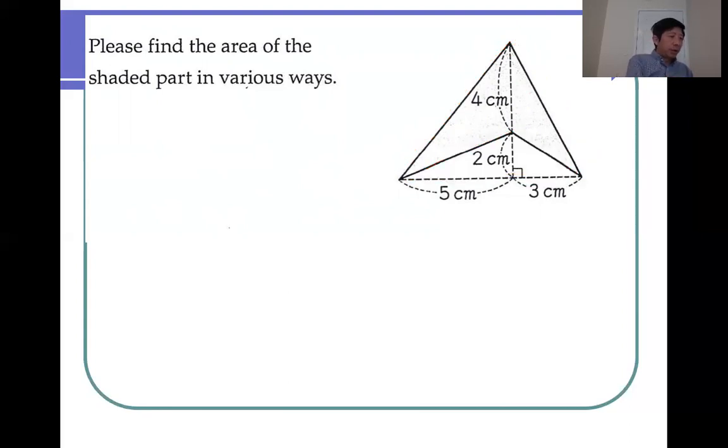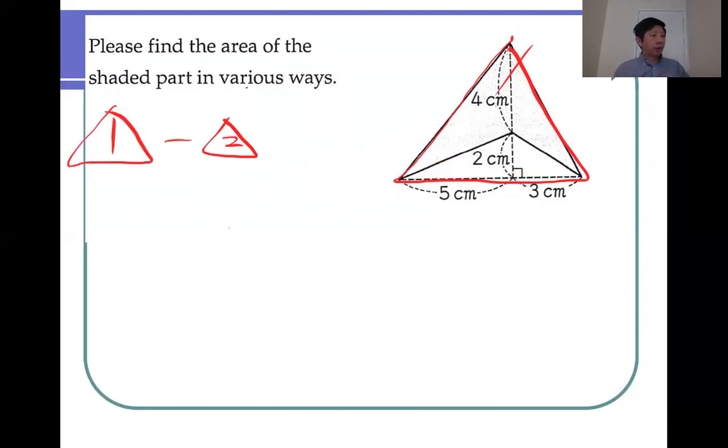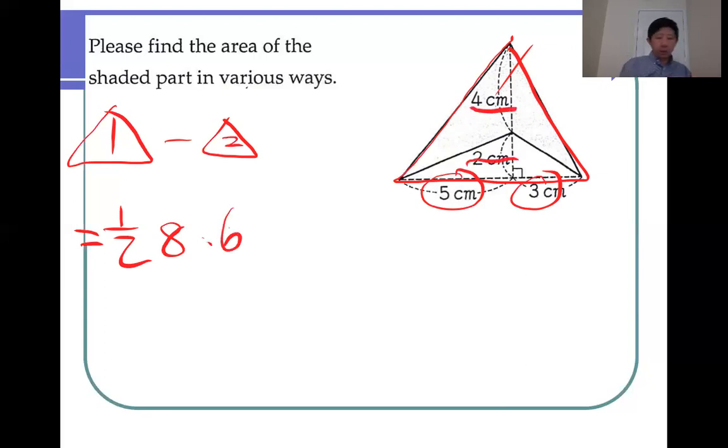All right, let's say triangle 1, okay? Triangle 1 minus small triangle 2, and we'll find the area, okay? Triangle 1, 1/2 base. What's the base? 5 plus 3, which is equal 8. Now, what about height? Height is 4 plus 2, which is equal 6, right?